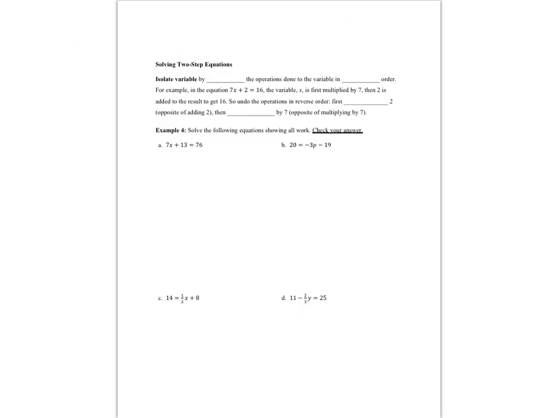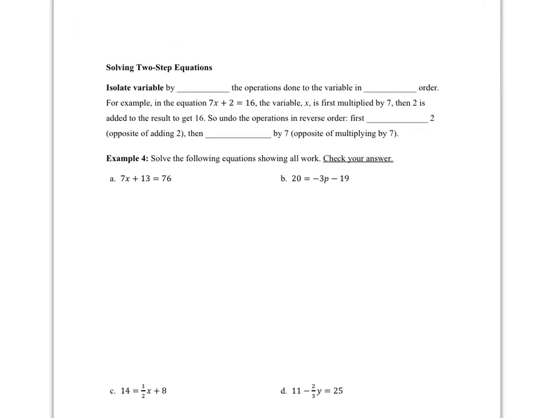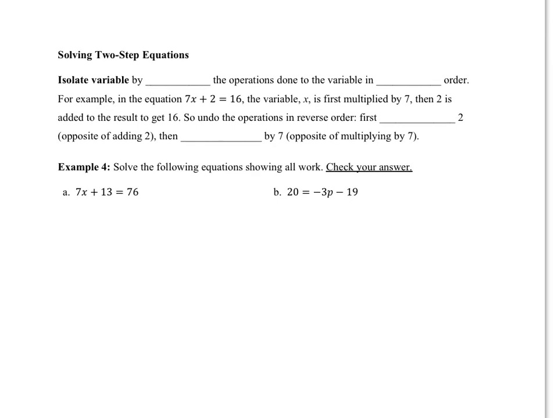Now we're working on two-step equations. With two-step equations, we have more stuff going on. So we're going to isolate the variable by undoing the operations done to the variable in opposite order. For example, I've got an equation right here.